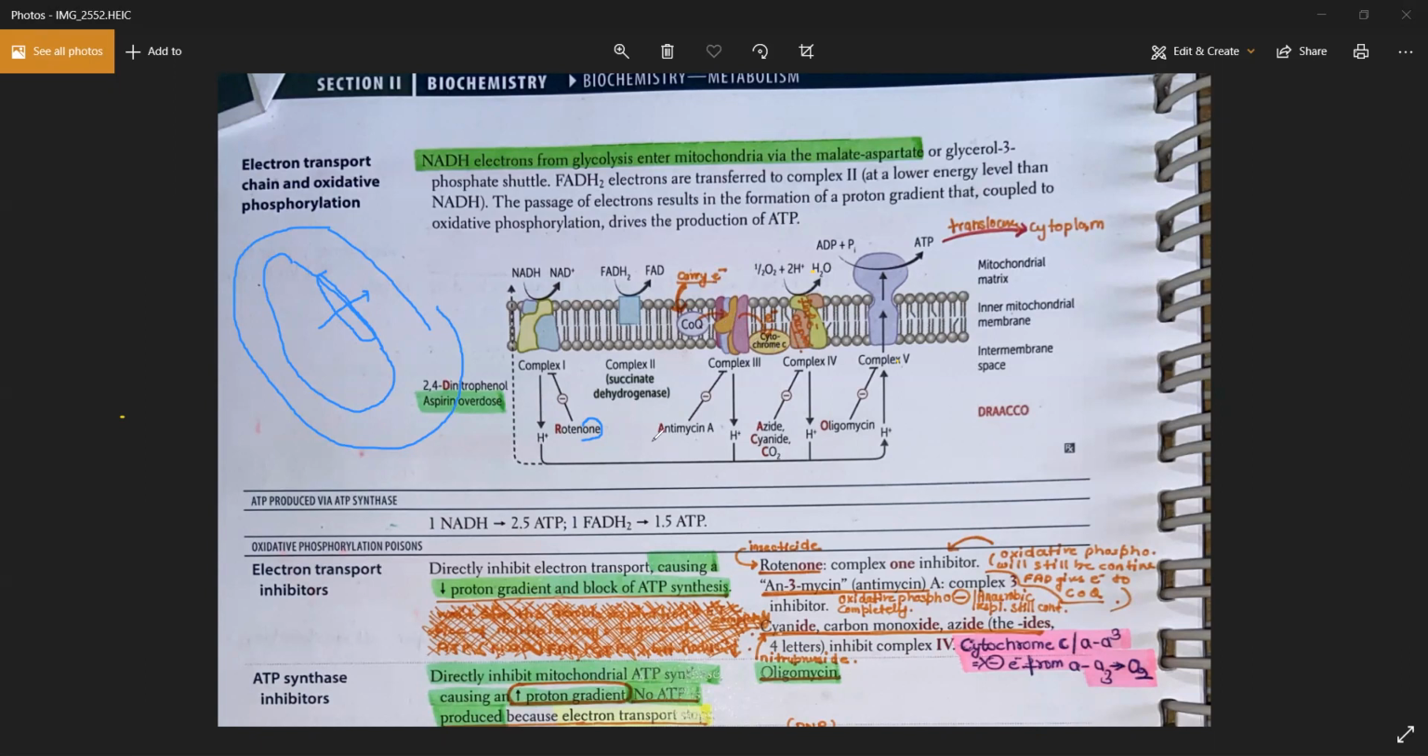The inhibitor of complex 3 is antimycin. You can remember it as antimycin, easy to remember. Antimycin A is an inhibitor of this complex.